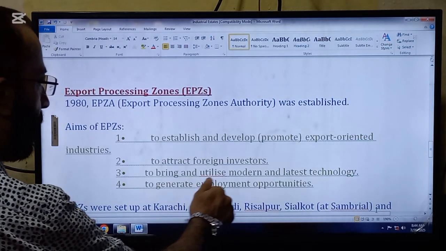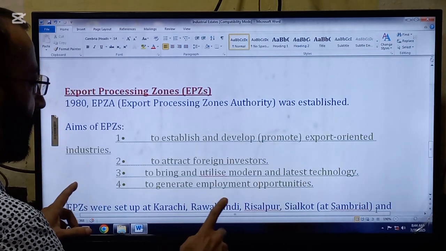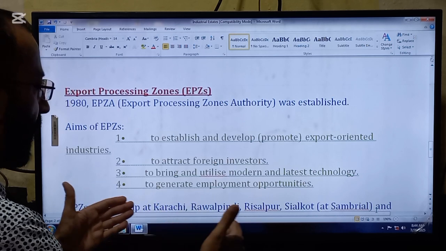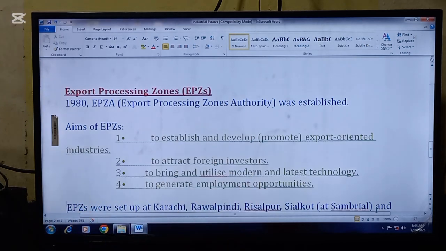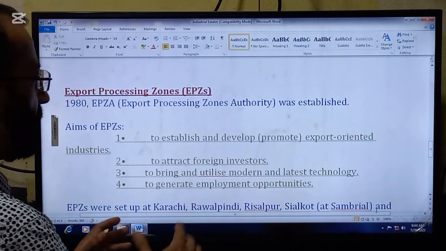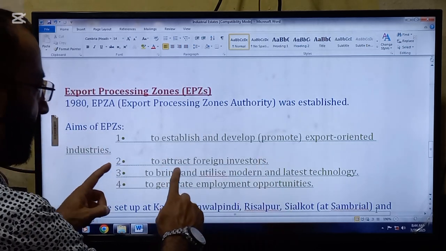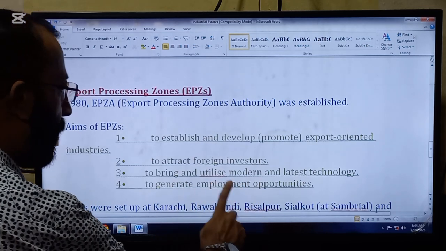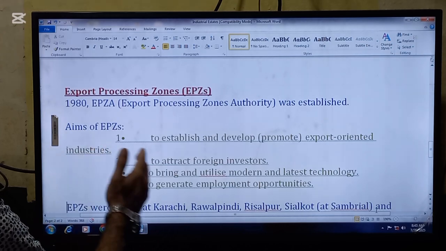Number two, to attract foreign investors. Definitely, when foreign investors see that a lot of industrial activity is being done, and there is still a lot more margin, that will attract them as well. Number three, to bring and utilize modern and latest technology, to compete with international companies. The companies exporting goods from the country will use modern technology. This will be another benefit of the export processing zone.